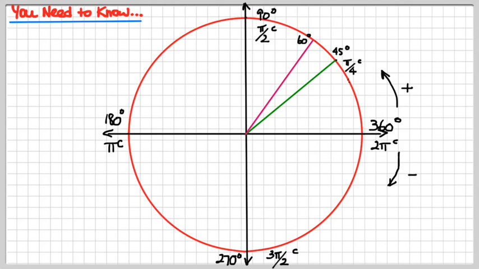Good. Now we better do 60 degrees. 60 degrees is a third of 180, isn't it? So that means it's got to be pi on 3. Very good. Now, last but not least, 30 degrees. Well, 30 degrees is half of 60. If 60 is already pi on 3, then it's got to be half of that, which would be pi on 6. Happy?